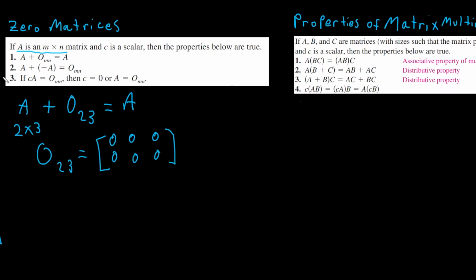It also follows this property right here, where if you subtract A from A, you do get the zero matrix, because if you subtract every single term in A from itself, then you're obviously going to get zeros in every single position.